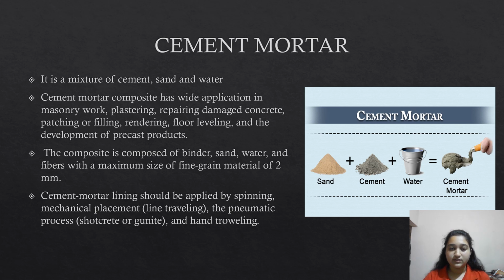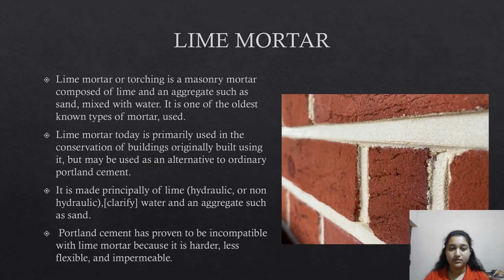The composite is composed of binder, sand, water and fibers with a maximum size of fine grain material of 2 mm. Cement mortar lining should be applied by spinning, mechanical placement, the pneumatic process and hand troweling. Lime mortar. Lime mortar or torching mortar is a masonry mortar composed of lime and an aggregate such as sand mixed with water. It is one of the oldest known types of mortar used.